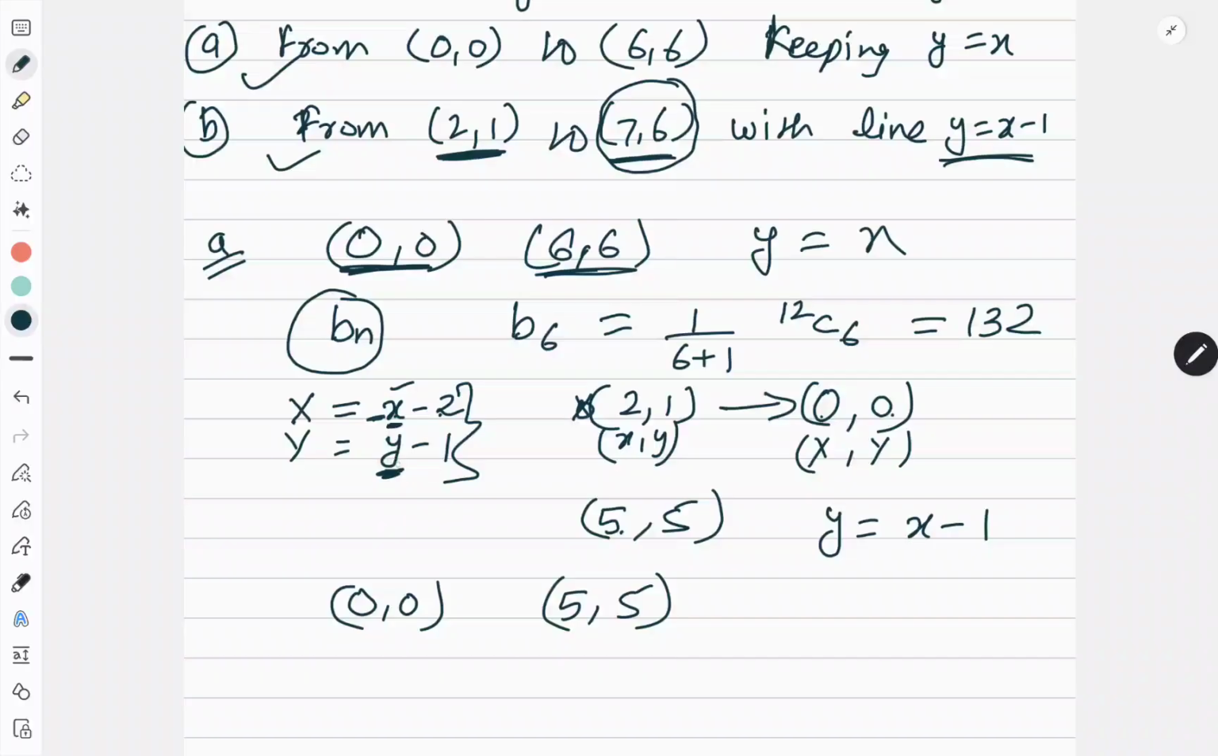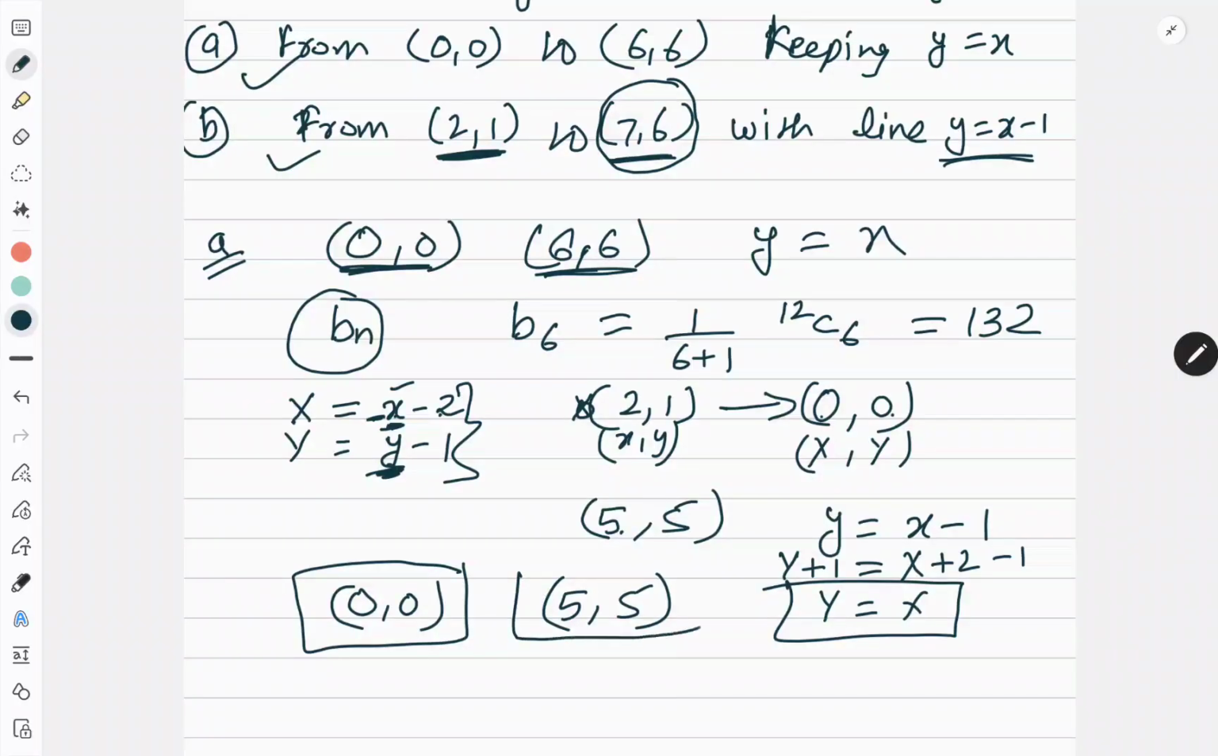So what is the value of small y? Capital Y plus 1. And what is the value of small x? Small x is capital X plus 2. So Y plus 1 is equal to X plus 2 minus 1. So Y is equal to X. So see, I got the same scenario from 0 comma 0 to n comma n along y is equal to x. So the answer is B5. And we all know what the value of B5 is. So this is how we can do the question.